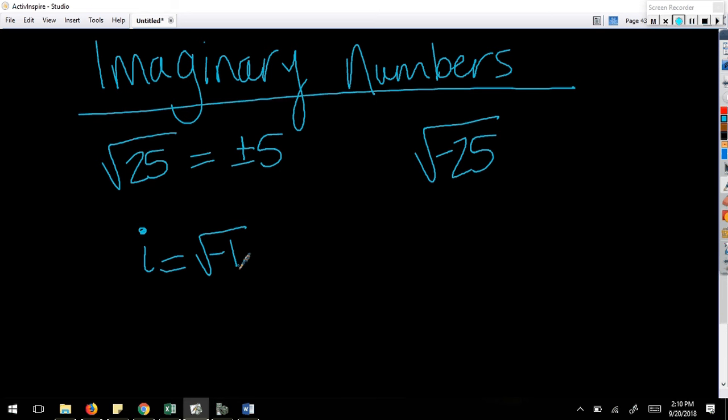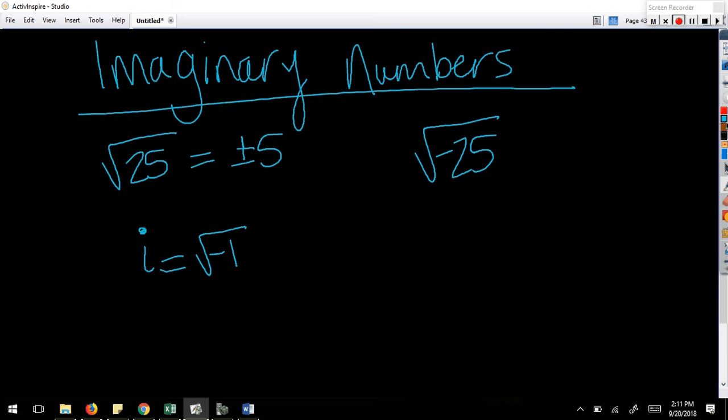Just like we have real numbers, rational numbers, irrational numbers, we also have imaginary numbers. And imaginary numbers just come into play when there's a negative under the square root. Okay? So i is the square root of negative 1.